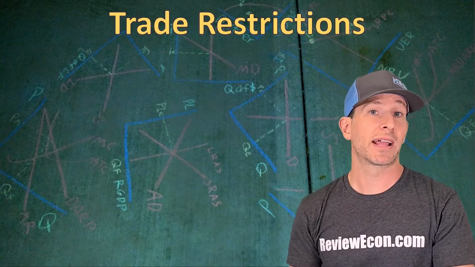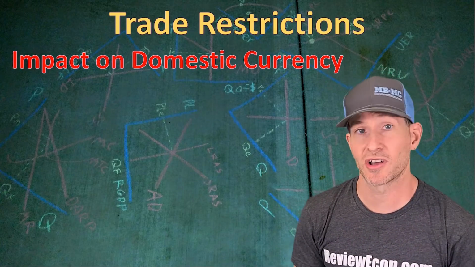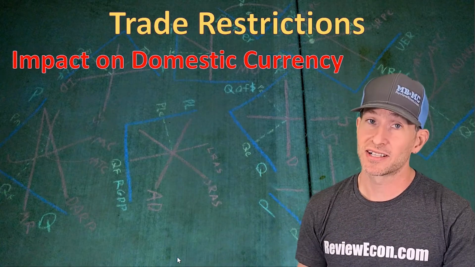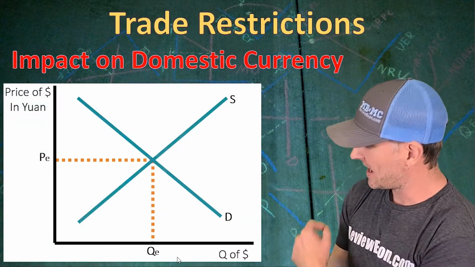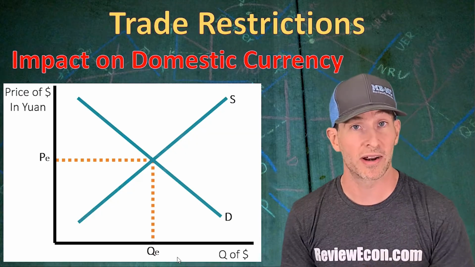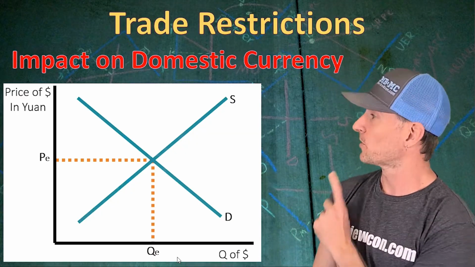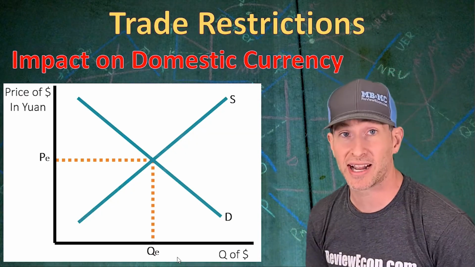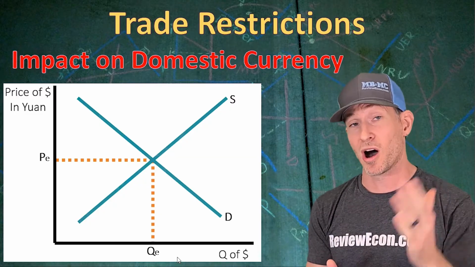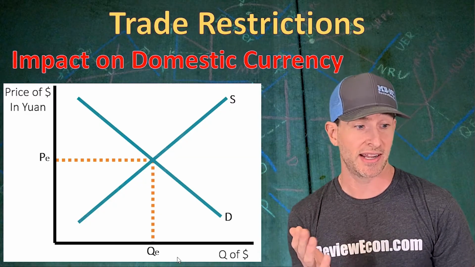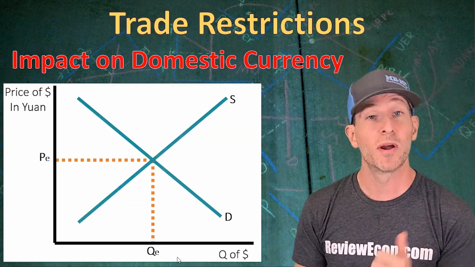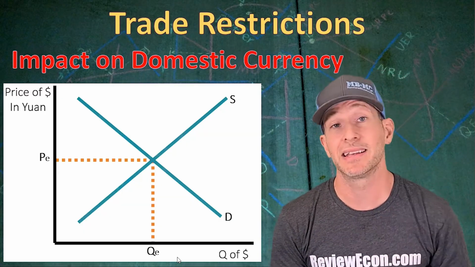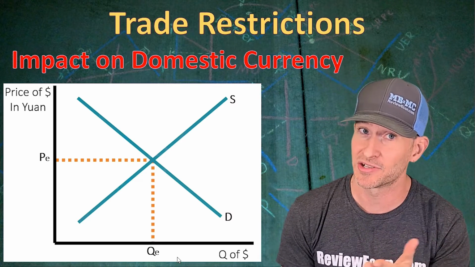So now we're going to take a look at the impact of those trade restrictions on the foreign exchange markets. First, let's take a look at the foreign exchange market for the US dollar. The x-axis there is marked as the quantity of US dollars. We have the price of US dollars in Chinese yuan. We're looking at the yuan to US dollar exchange rate here. And we have an upward sloping supply curve and a downward sloping demand curve with our equilibrium quantity and equilibrium price, that's the exchange rate, marked.